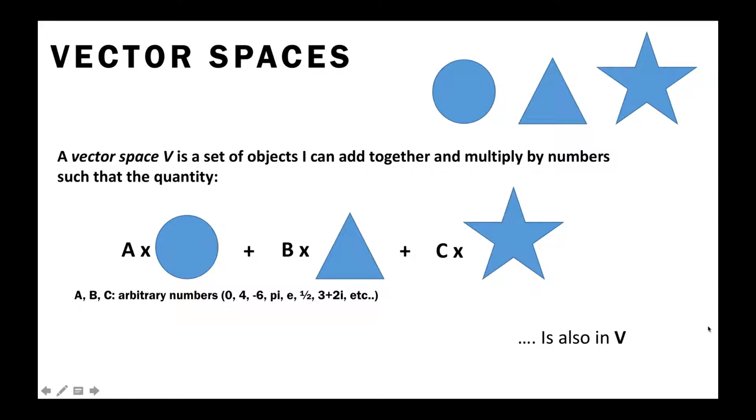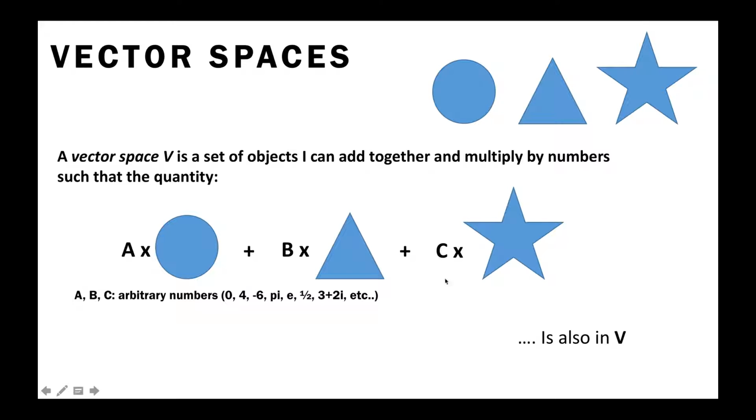All right, so to begin, let's say I have a set of objects, just random objects. I have circle, triangle, and star. Then I can build a vector space out of them. A vector space is a set of objects that I can add together and multiply by numbers. So if I multiply them by numbers, whatever that means, I have A times circle, B times triangle, C times star, where A, B, and C are arbitrary numbers, and I add these together, whatever this object is also in my vector space.